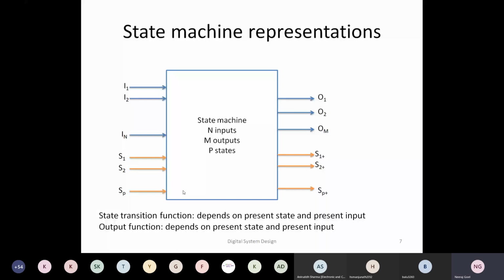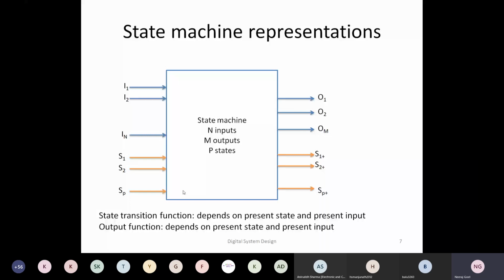And remember, these states capture all the past behavior of all the inputs. Let's say there are n inputs, it has captured the behavior of all the n inputs into p states. So p could be more than n, it could be smaller than n, that is immaterial. But what these p states are capturing is all the past behavior of my inputs. So my current output depends on the current inputs as well as the present states.